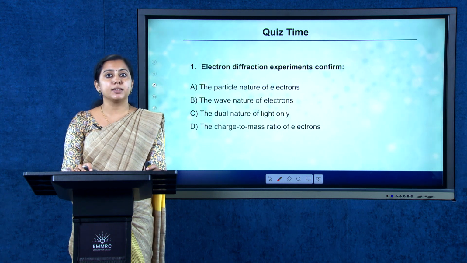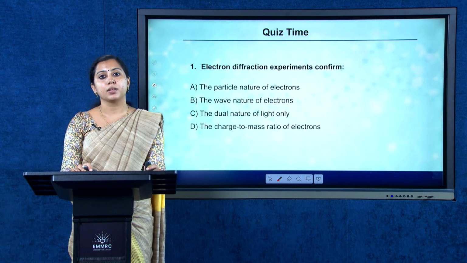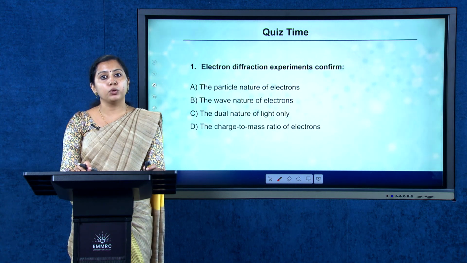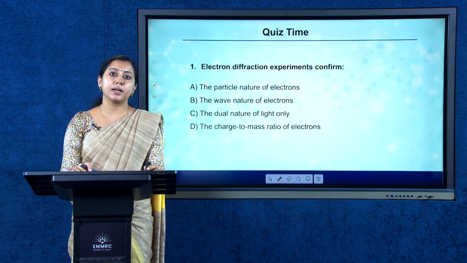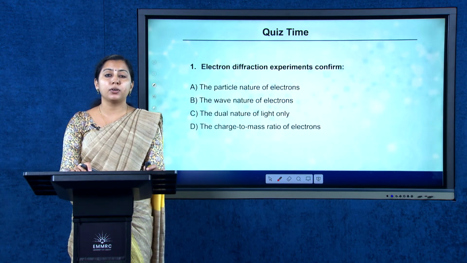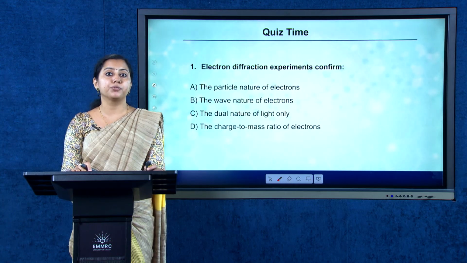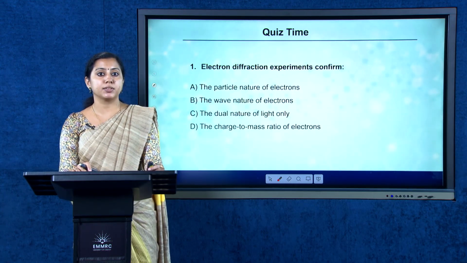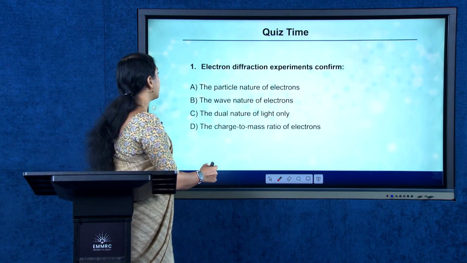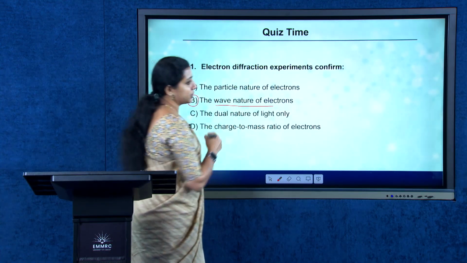In the previous class, we discussed electron and neutron diffractions, and both these methods rely on the wave particle duality. So, the electron diffraction experiments are a direct proof of the wave nature of electrons. So, the correct option is option B, the wave nature of electrons.